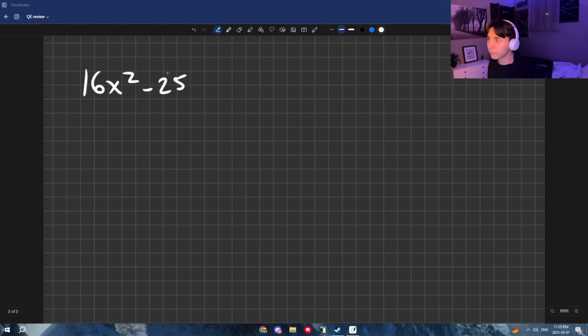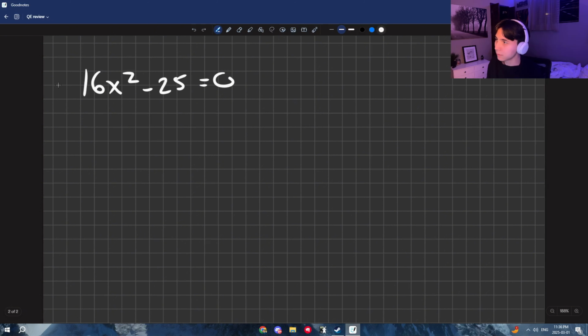And now we have this one. We have 16x squared minus 25 is equal to 0. What we're going to notice here is we have all perfect squares. 16 is a perfect square, we have x, which is squared, and we have 25, which is a perfect square. And since it's being separated by a minus sign, make sure you're acknowledging that it's a minus sign, because difference of squares does not work if it's not being subtracted. It has to be an actual difference.